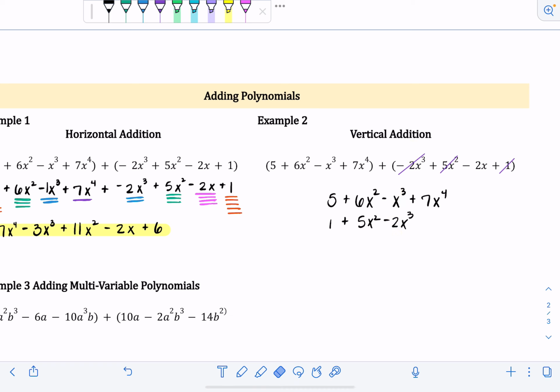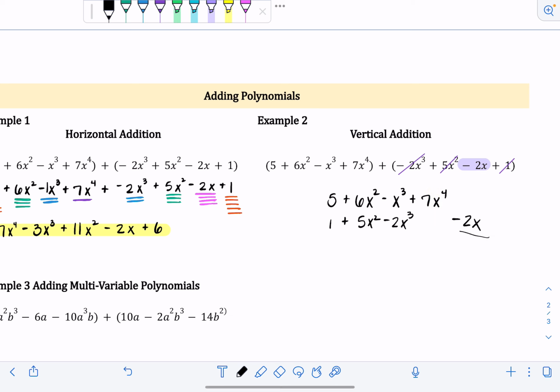And then my next spot is the 7x to the fourth, but I don't have an x to the fourth within that second parentheses. So I'm just going to skip that place. The reason it's helpful to cross things off is to recognize, hey, I didn't cross off negative 2x, so I don't have that yet. So I'm just going to put that right here, and I'm not going to line it up with the x to the fourth because they're not like terms.